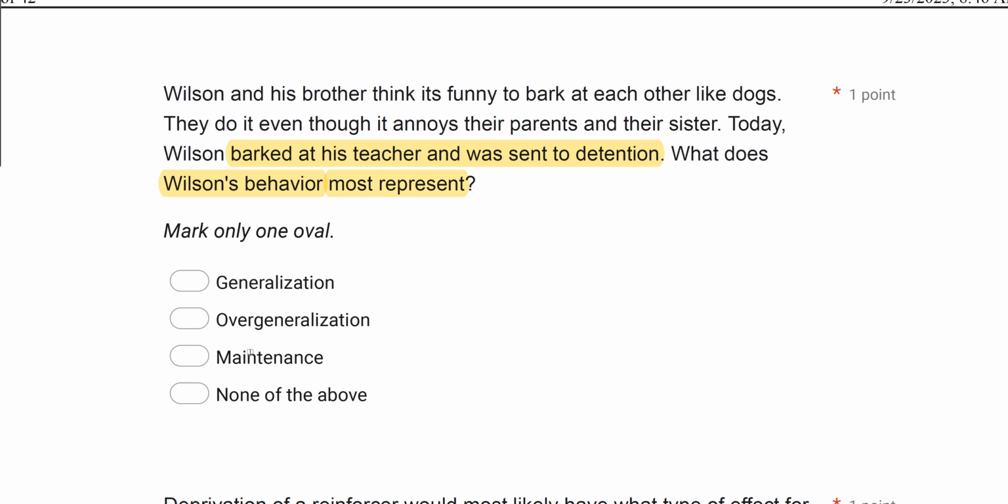C, maintenance. You should only pick maintenance if the skill was taught and the teaching stops. There's no mention of teaching here, so we can't pick maintenance. We don't know where this response came from. The best answer is overgeneralization. Yes, the behavior generalized, but it is happening too often now. It's happening in the wrong places. It's overgeneralized.